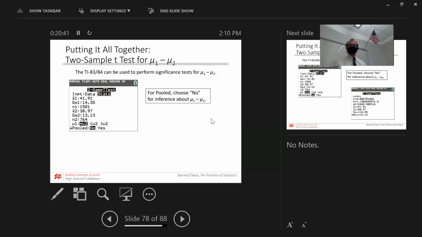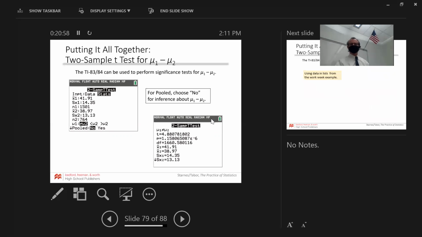Always choose no for pooling. Pooling is not part of the AP Calculus curriculum. Never pick pooling. And it's kind of clear, I think, because no is the default against the left. Now, what's that? That is their data from the hours of working. And there's the t-value, and there's the p-value, which is essentially 0.